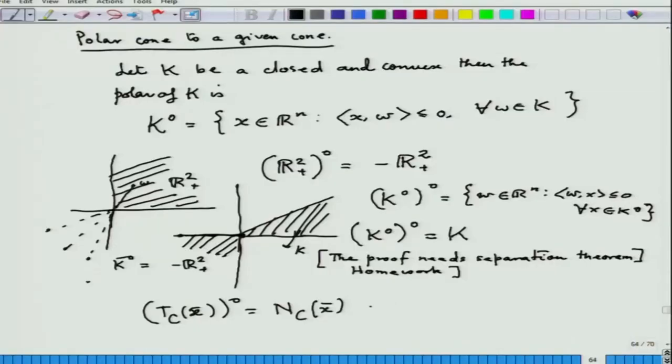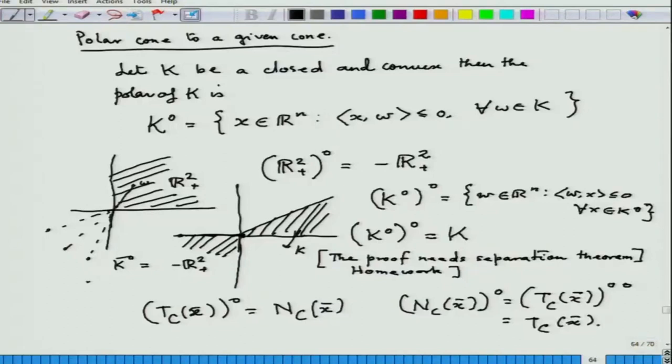And now, you take the normal cone, you take the polar of this, which is the polar of the closed and convex cone TC X bar. So, you take the polar of the polar, and then by using this we get that this is nothing but the tangent cone. This is quite interesting, but now my question would be, how do I get back to the optimality conditions? For that we really have to wait a bit.